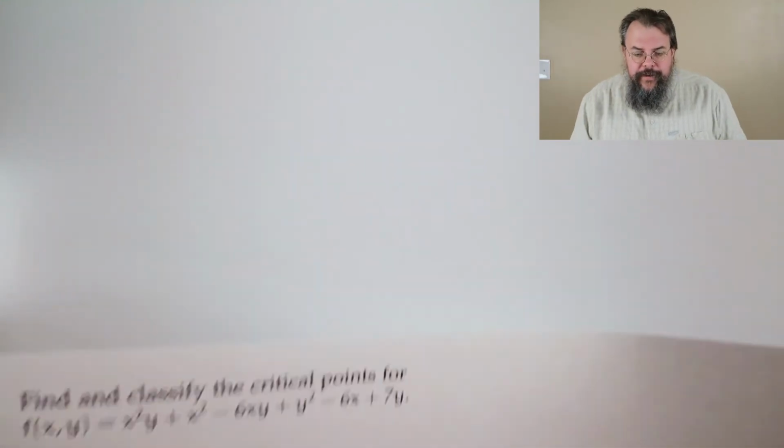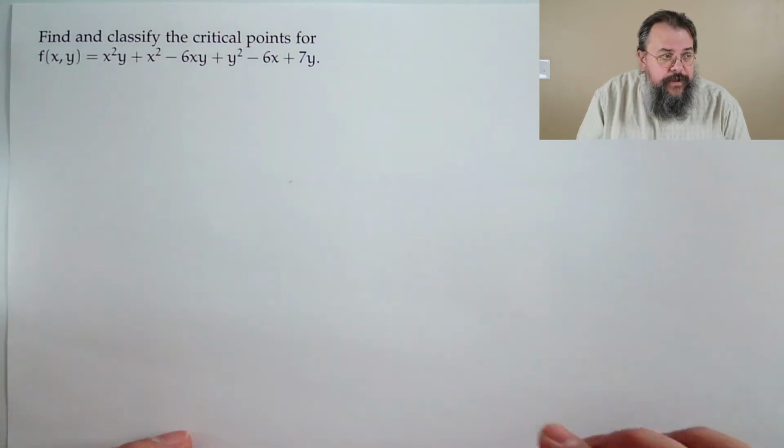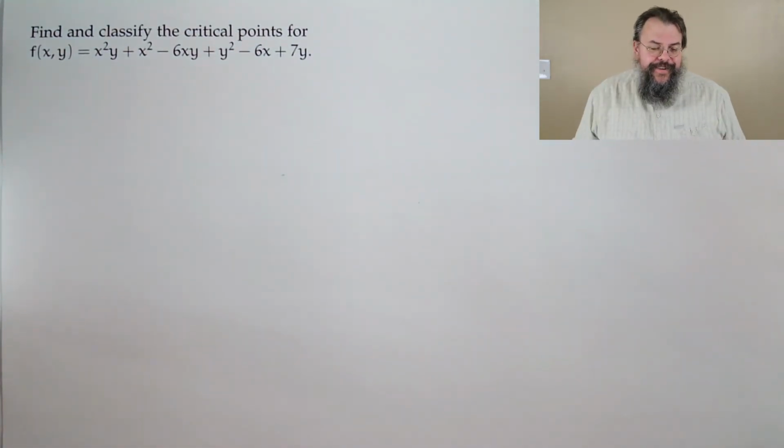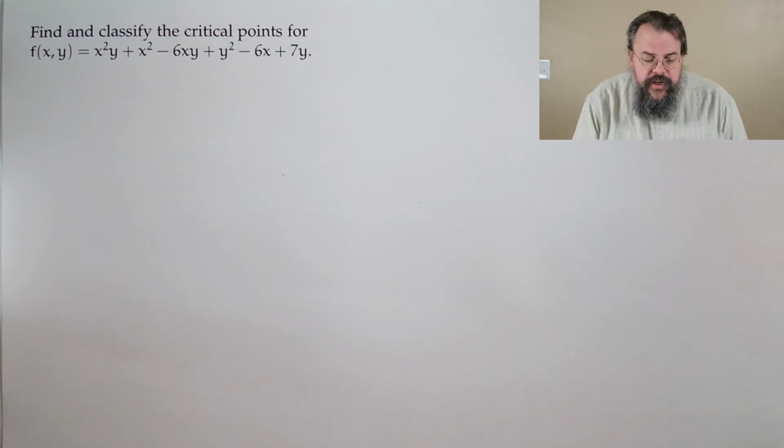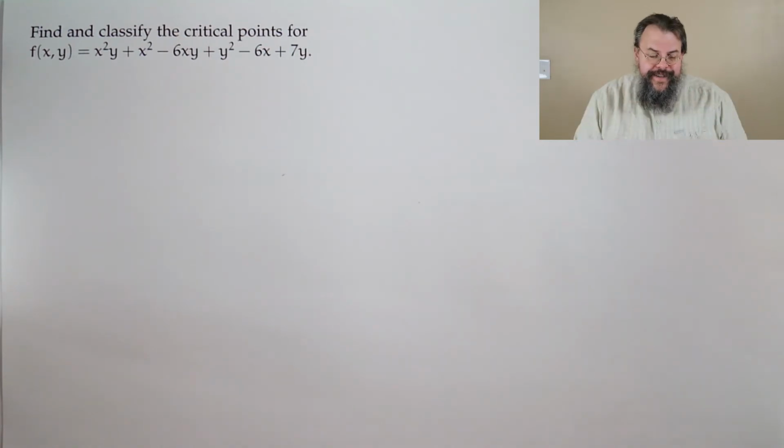So our next problem. See, look, I can already see x's and y's multiplying together. Great. So find and classify the critical points for this function, x squared y plus x squared minus 6xy plus y squared minus 6x plus 7y. All right. Oh, nice. Good. So what do we do?